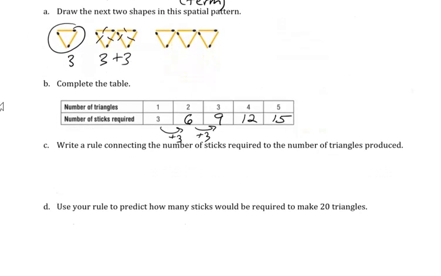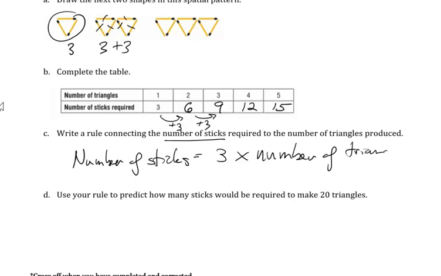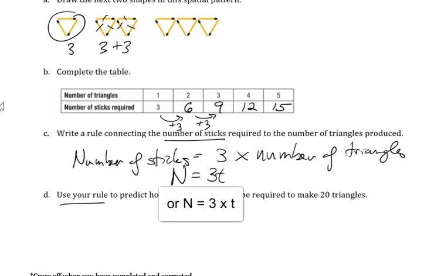So we're going to write a rule connecting the number of sticks required to the number of triangles produced. The number of sticks is going to be equal to 3 times the number of triangles. And that's what we proved up above. Every triangle has 3. So now we can use our rule: number of sticks equals 3 for every triangle, number of triangles. That looks pretty good to me.